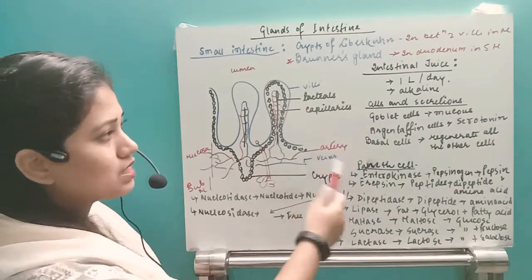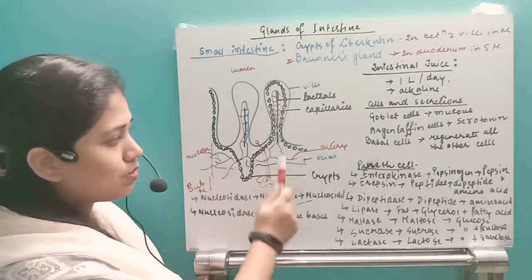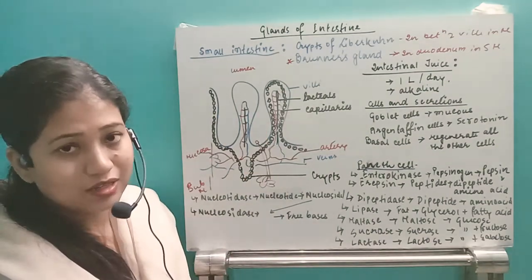Now just see this intestinal juice, which is actually released by the crypts of Lieberkühn and the Brunner's gland as a whole.